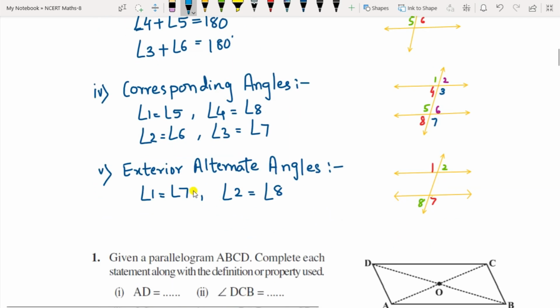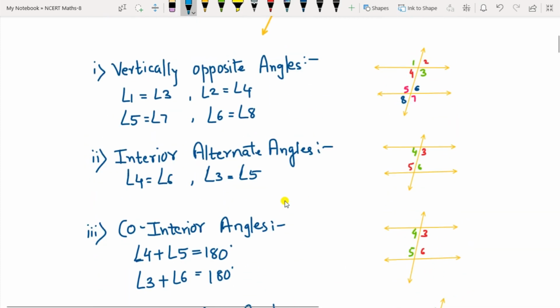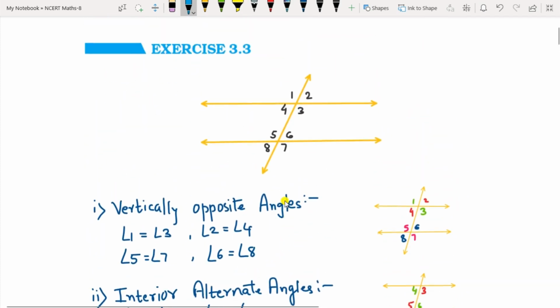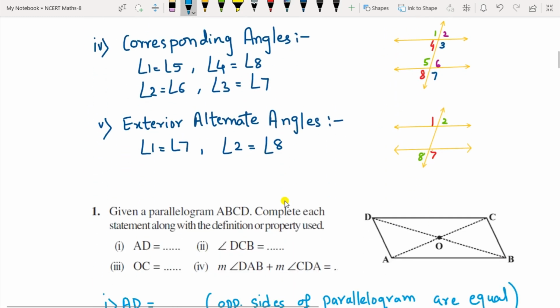Then the fifth one is exterior alternate angles. Exterior alternate angles are outside the parallel lines, that is 1 and 7, 2 and 8. They are also equal. So these are some of the rules that you have to use in this exercise also. These are actually of parallel lines, but as you are going to solve the questions of parallelogram, and a parallelogram has opposite sides parallel, therefore these properties are to be used in this exercise.